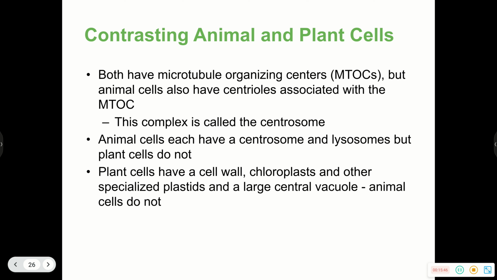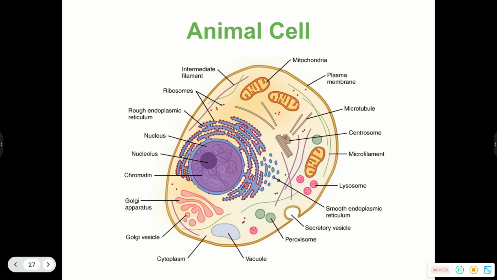And it's the chloroplasts and other specialized plastids that help the plant cells get their energy. And the animal cells with the cytosome and the lysosomes, it allows them to clear out the cells of poisons and things of that nature that are coming in. So when you look at an animal cell, here it is, okay? Very simple, looks very much like what we saw before.